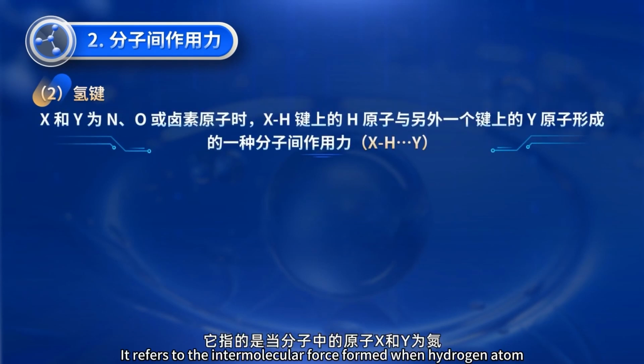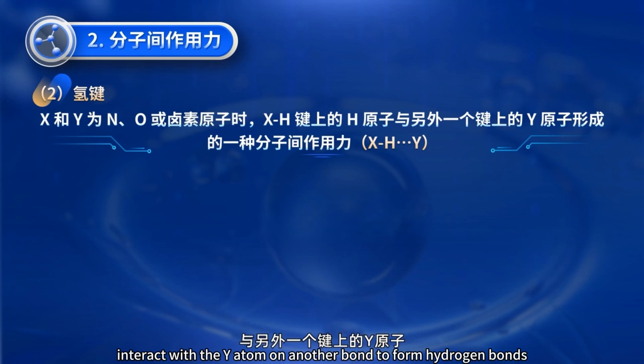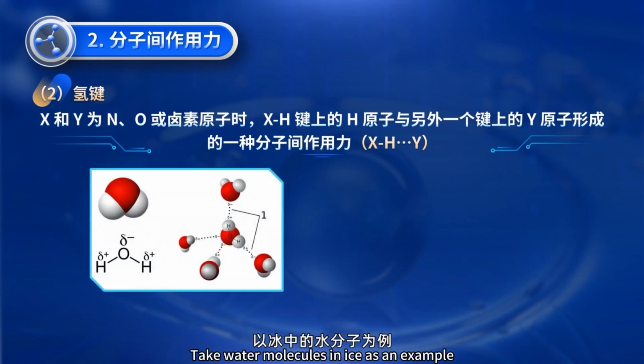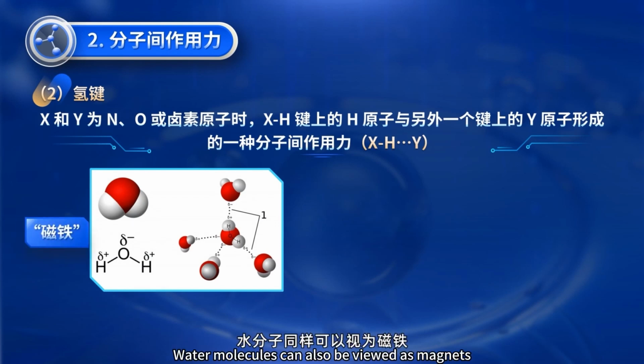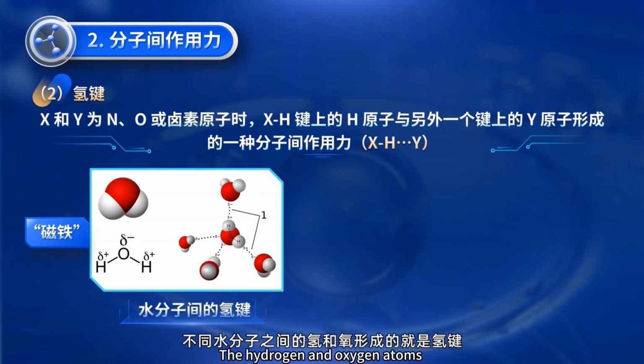This continues similarly. The second type of intermolecular force is hydrogen bonding. It refers to the intermolecular force formed when hydrogen atoms on an XH bond, where X is nitrogen, oxygen, or a halogen, interact with the Y atom on another bond to form hydrogen bonds. Take water molecules in ice as an example. Water molecules can also be viewed as magnets. The hydrogen atom carries more positive charge, while the oxygen atom carries more negative charge.